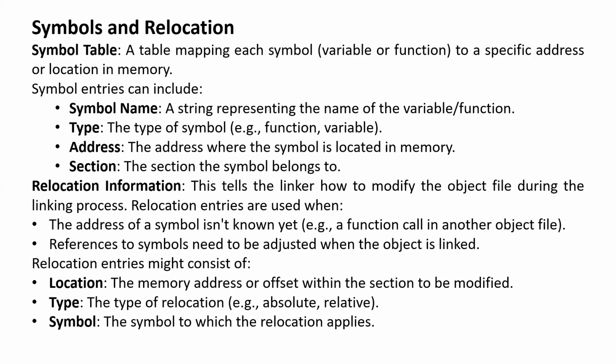Next, when we talk about symbols, we will require information about the relocation too. Now, the symbol table is a table, as we know, which would be mapping each symbol to a specific address or location in the memory. What does the symbol table generally contain? It will contain the name of the symbol, the type of the symbol, whether it is a function or a variable, and the address where the symbol is located in memory.